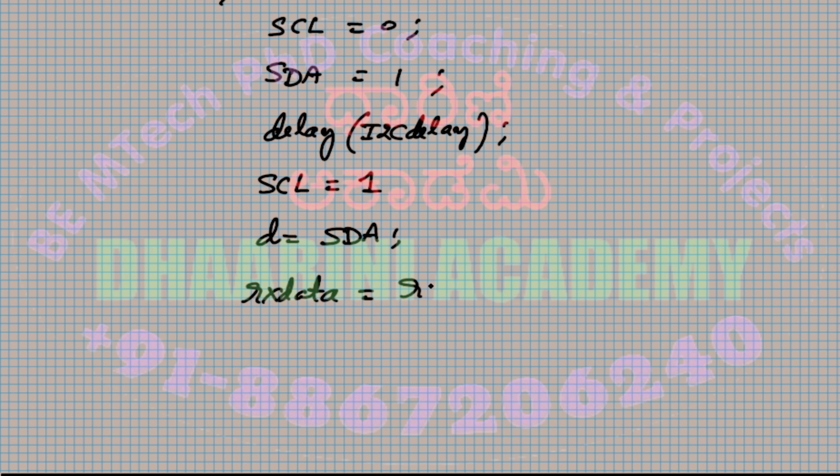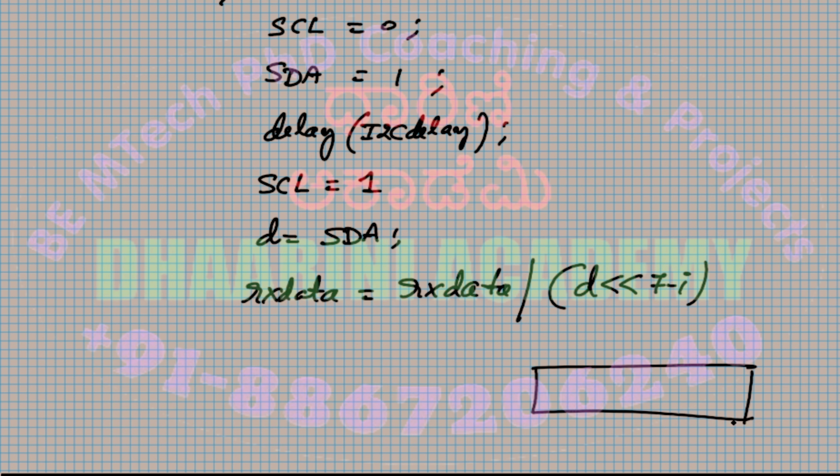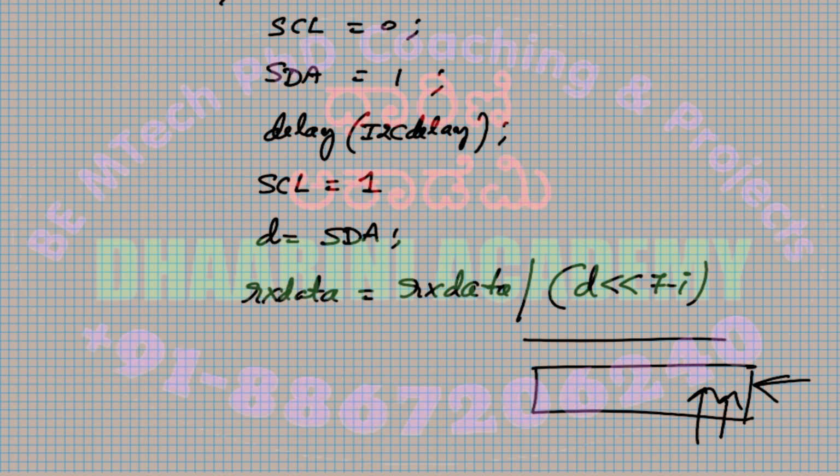So this is Rx data. Initially, this is 0. Perform OR with D, right? Move it to the left by 7 minus I position. Correct? This is 7 minus I because right now the first data goes here. Remaining is 7. 7 minus 2 is this position, right? Or from the left you calculate. Correct? Actually, that's what is happening.